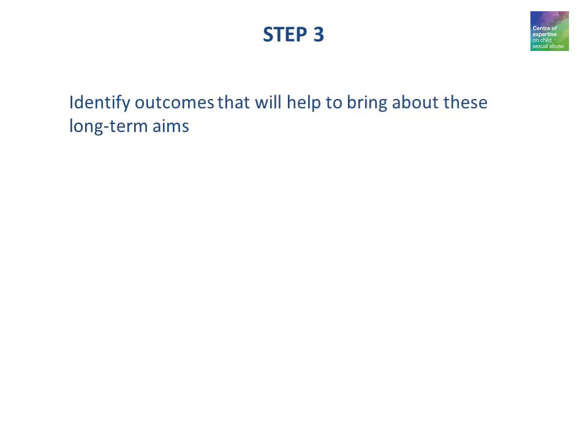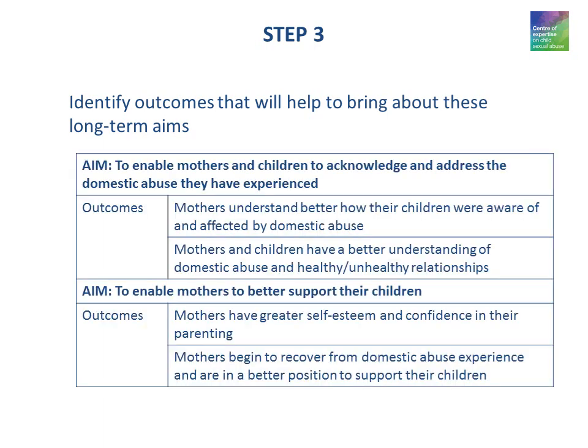So the next step is to identify outcomes that will help to bring about these long-term aims. To do this, you'll need to take each aim in turn and think about the changes needed to achieve this aim. So, for example, the outcomes that relate to the first aim, to enable mothers and children to acknowledge and address the domestic abuse they've experienced, are that mothers understand better how their children were aware of and affected by the abuse, and that mothers and children have a better understanding of domestic abuse itself and of healthy and unhealthy relationships.